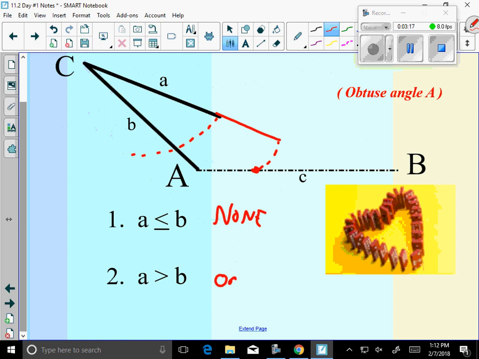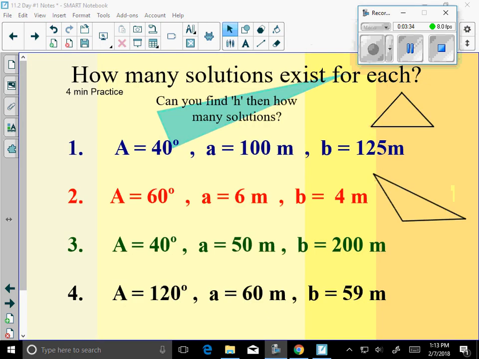So the first thing I would do is look to see if I have an acute or an obtuse angle. If I have an acute angle, I'd find the height. If I have an obtuse angle, I would just look directly at A and B. A is the side across from the angle, B is the side next to it. So with a neighbor, I want you to figure out how many solutions there would be. How many different triangles? 0, 1, or 2. So take 4 minutes and determine that.